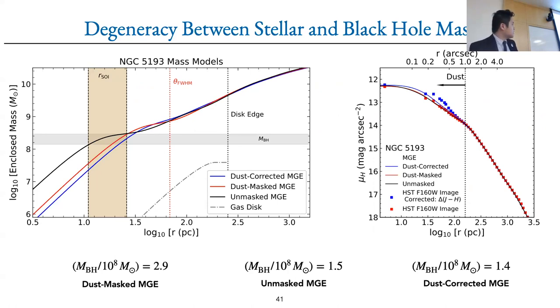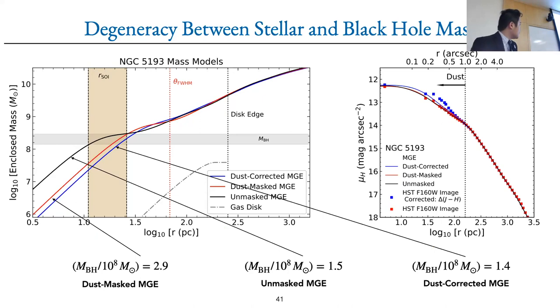We can see that the resolution limit of the telescope is much larger than the spheres of influence from the different models I've gotten. So again, we're in this regime where the stars make up the majority of the mass budget. And while the stellar models agree very well towards the disk edge, they don't really agree well inwards of the resolution limit and then within the sphere of influence. And because of these differences, we have this degeneracy between black hole mass and stellar mass.